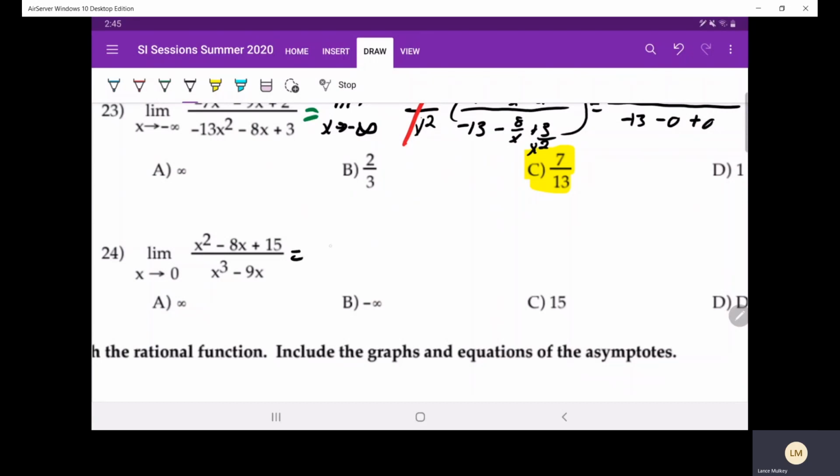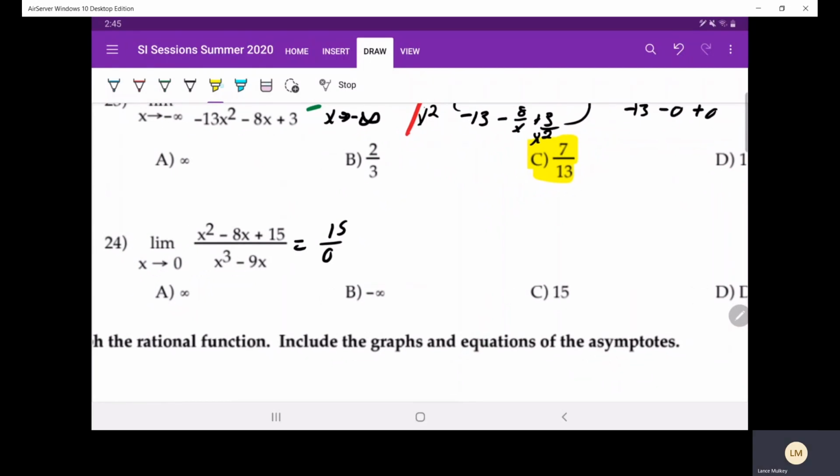So if we plug in 0 right here, we get 15 over 0. Since it's a positive number over 0, bam. Because this isn't really 0. Well, it's approaching 0, so it's never really 0. So as it's approaching, oh, maybe, hang on. I'm wrong. Since it's 15 over 0, you have to check the limit from the left and the right.